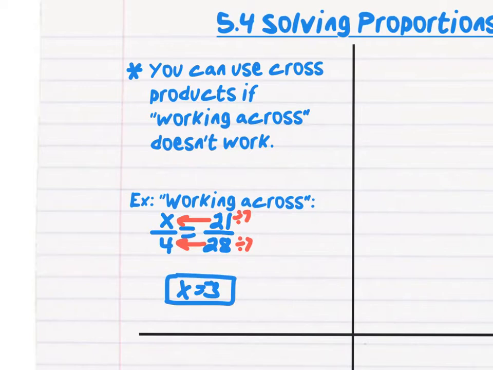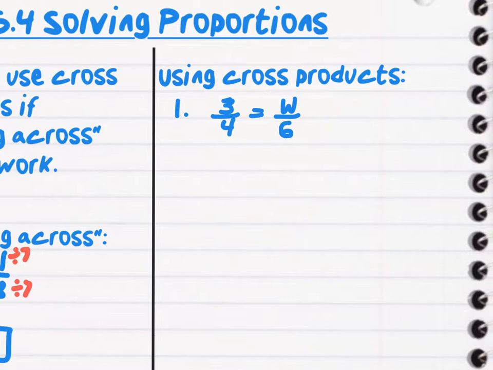Now I'm going to show you a different way of how we can use cross products when this method doesn't work. On the top right, I want you to copy what you see on the screen, pause the video to do so, and when you're ready to continue, press play. Please pause now.